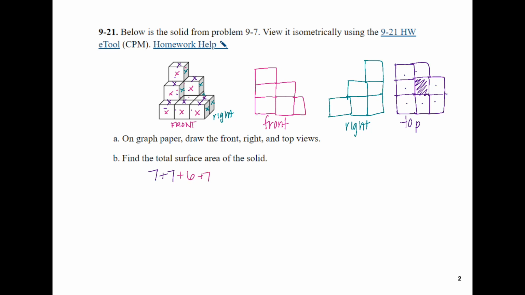My right side would be 1, 2, 3, 4, 5, 6. My left side would be 1, 2, 3, 4, 5, 6. Then I also need to account for these four sides inside here of this opening, which I accidentally added one more to my back view on accident. So I have a total of 42 units squared.